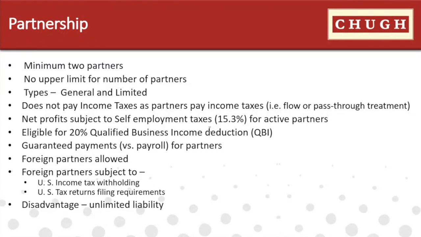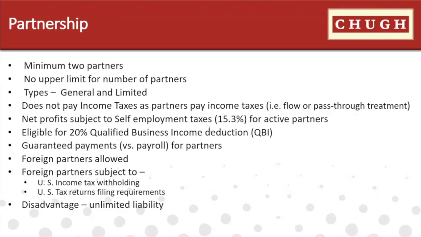Whereas in a limited partnership, the limited partners do not have unlimited liability. The only liability they have is the amount of investment they have put into the partnership. But in order to have the treatment of a limited partnership, there has to be a minimum of one general partner, and that one general partner is liable for all the activities of the partnership.